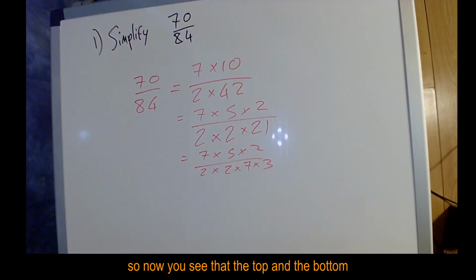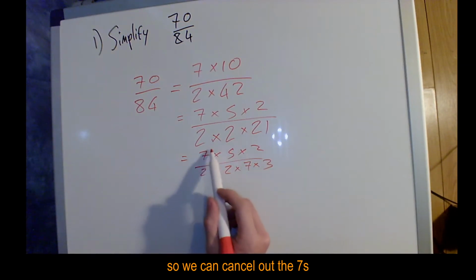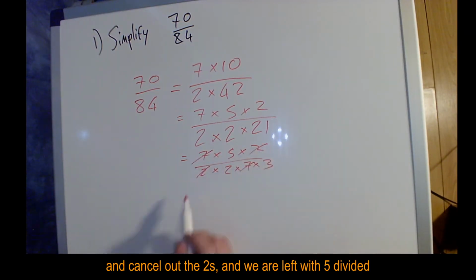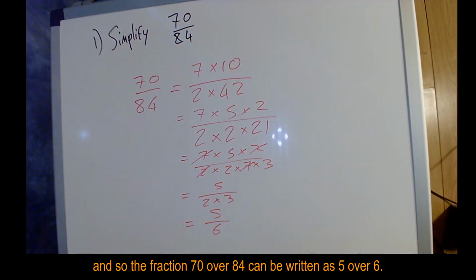Now you'll see that the top and the bottom have some factors in common. There's both a 2 and a 7 on the top. So we can cancel out the 7s and cancel out the 2s, and we are left with 5 divided by 2 times 3, which is 5 over 6. And so the fraction 70 over 84 can be written as 5 over 6.